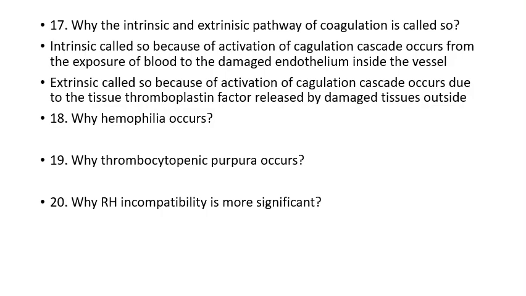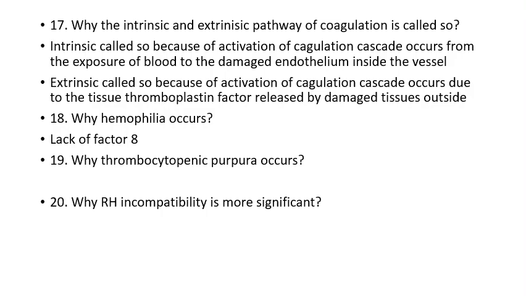Why does hemophilia occur? Hemophilia occurs due to the deficiency of clotting factors, and classical hemophilia is due to the lack of clotting factor 8. We have hemophilia A, B, and C. A is due to the deficiency of factor 8. B is due to deficiency of factor 9, and C is due to the deficiency of factor 11.